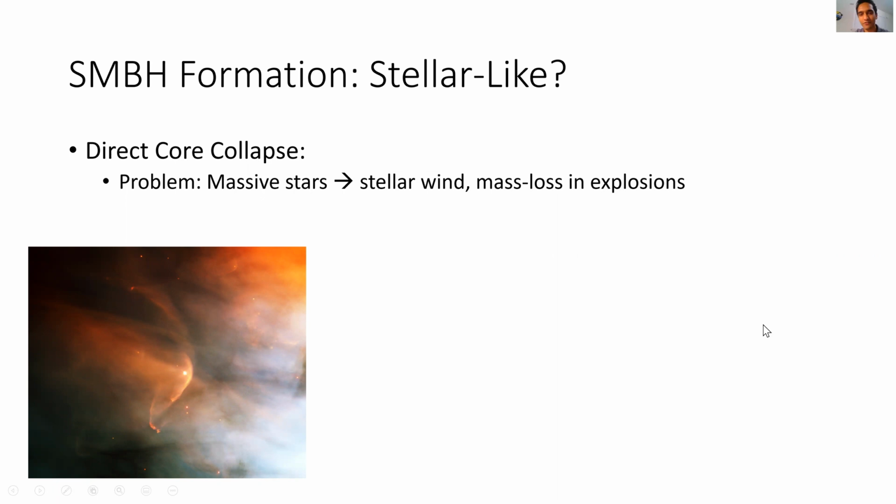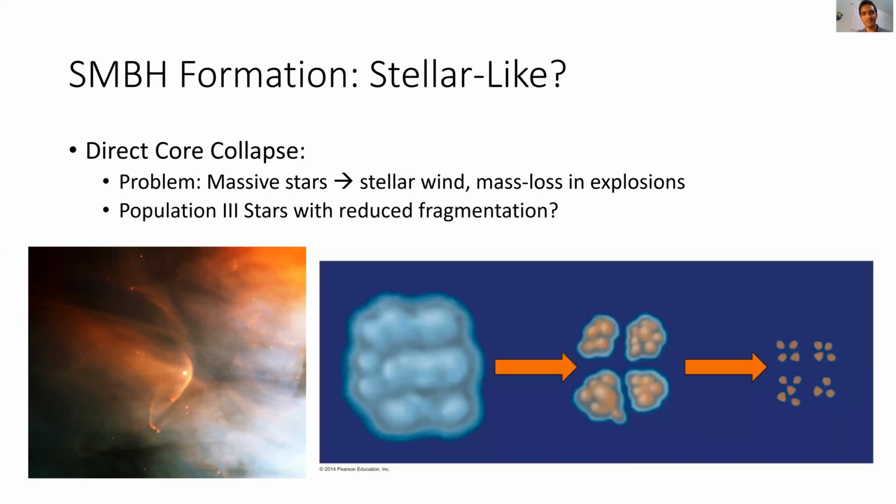And then also we have, of course, mass loss and explosions. So it's hard because the stars are losing a lot of their material. So you need really, really big stars if you want to end up with something supermassive. One proposed resolution to this problem has to do with these special stars called population 3 stars. These are the earliest forming stars in the whole universe.